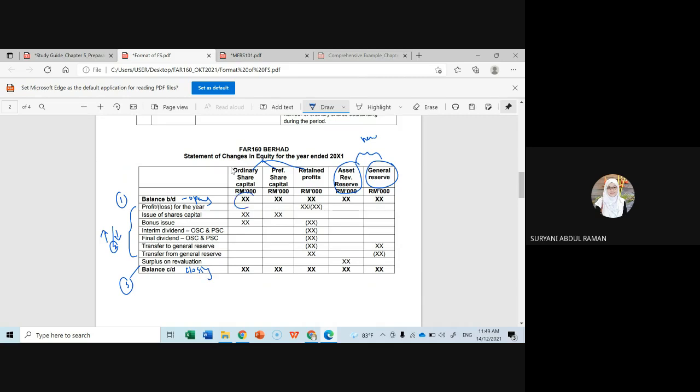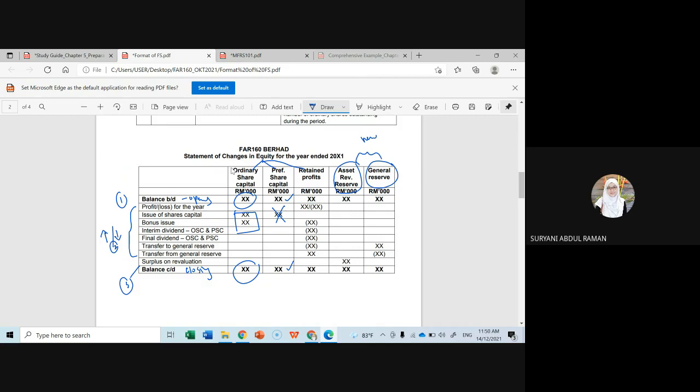You can see that maybe the opening and closing do not tally to each other. Why? Because of all of these changes. Maybe some will have no changes. For example, if there is no transaction related to the preference shares, the opening and closing will be equal, because there is no change. So it depends. The changes will depend on your question. This is just a format to show you.